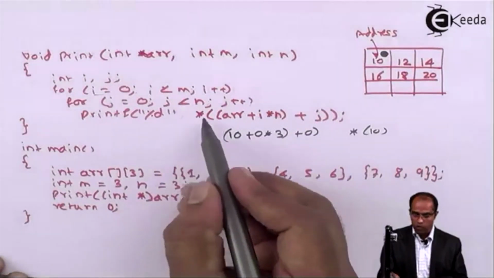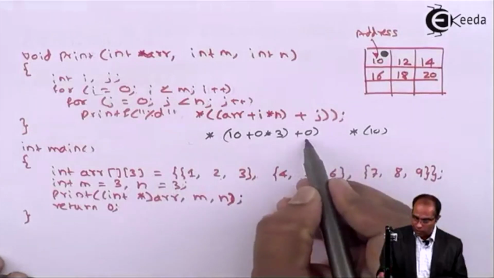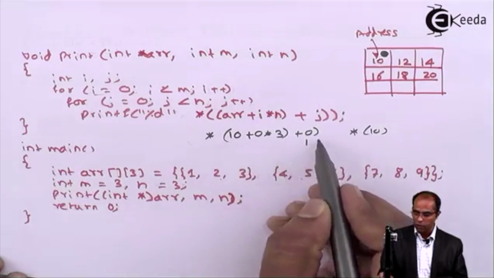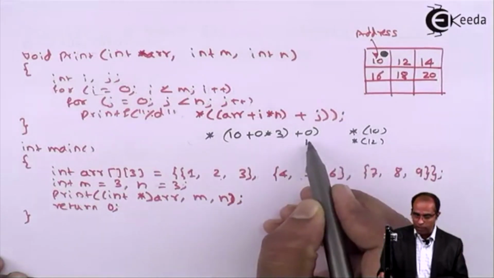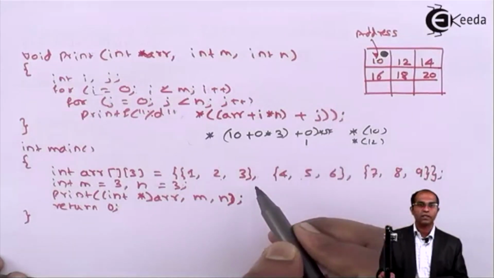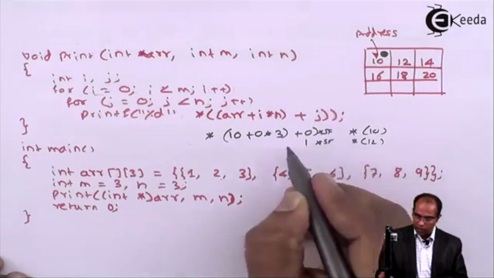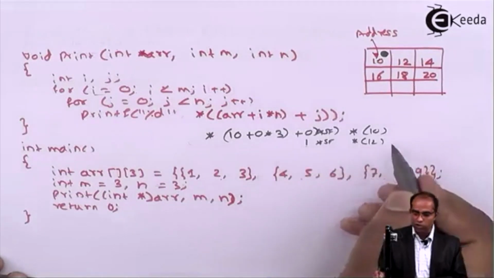Now when you go back, what changes? i still remains the same, j is 1. So if I substitute j as 1, 10 plus 0 into 3 is 10, plus 1 is 12. Because when you say plus 1, this entire thing is multiplied by something called the scale factor. So scale factor is 2. So 1 multiplied by scale factor, 1 into 2, is 12.